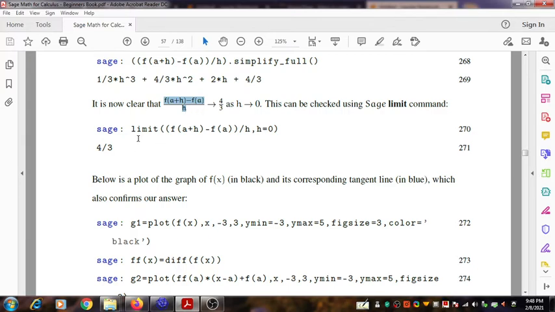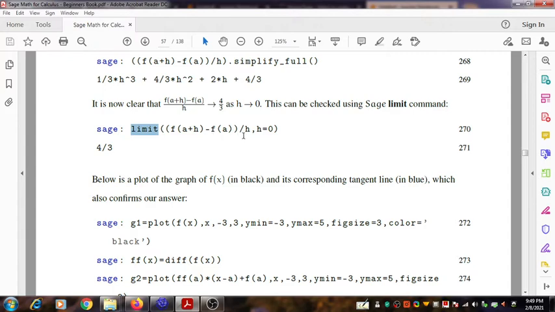How can we write that? You can use the limit command. After writing the limit command, you can put a bracket. Inside the bracket you write f of a plus h minus f a, enclosed in brackets, divided by h, and then you put a comma, because this is the expression part, the expression whose limit we are going to find. We are going to evaluate the limit of this expression subject to the condition that h equal to 0.